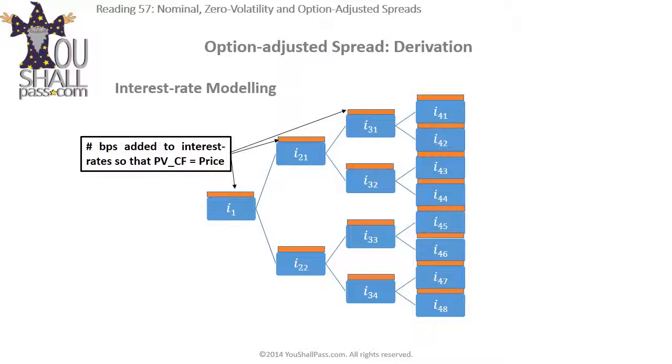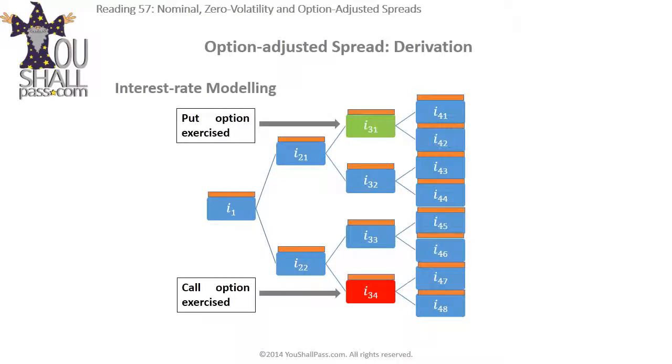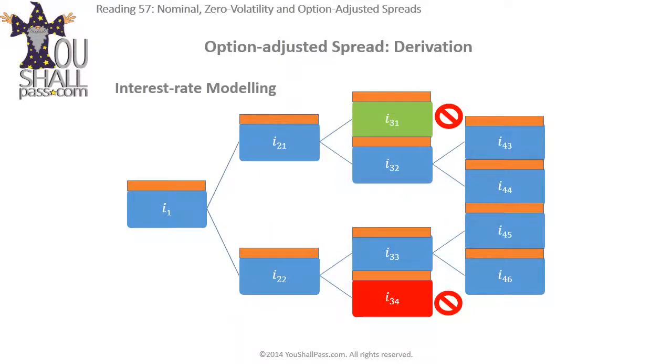These extra number of basis points are represented by these orange strips along the blue interest rate boxes. And if at some point along the tree the projected interest rate reaches such a value that a put or a call option will be exercised, well, that's dealt with as well. You assume that the investor will get paid the put or the call price of the bond at that point, and there will be no more cash flows beyond that point, and that will be that.